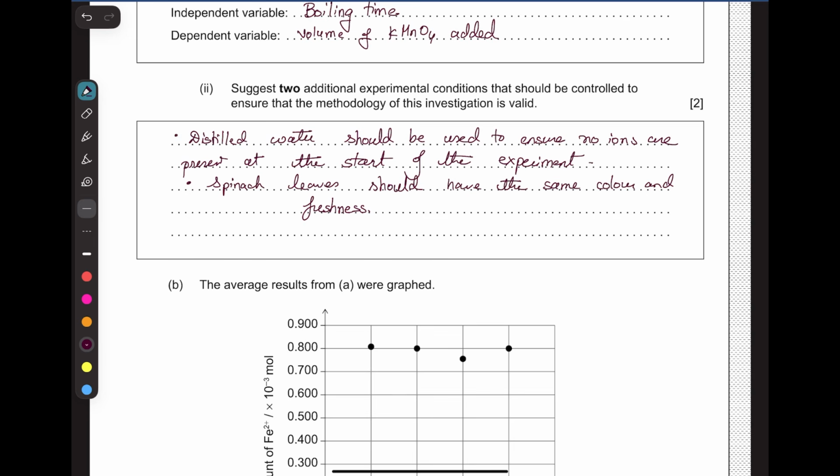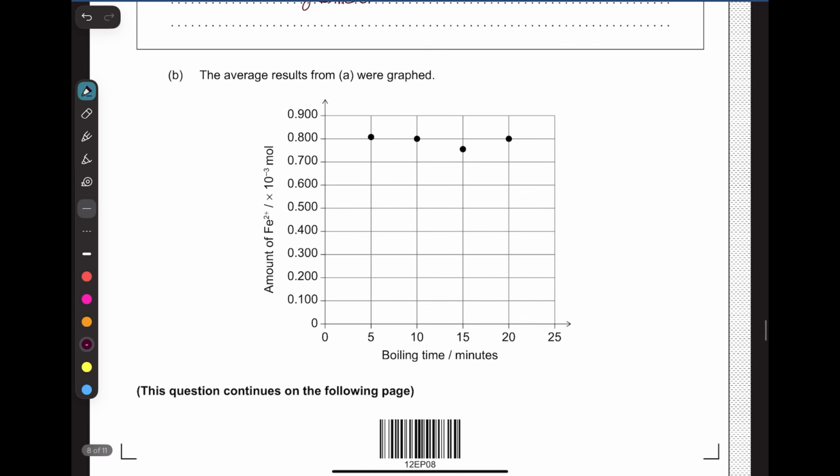Done. Next, this is the average result. This is the amount of Fe2+ you found, with respect to the boiling time.